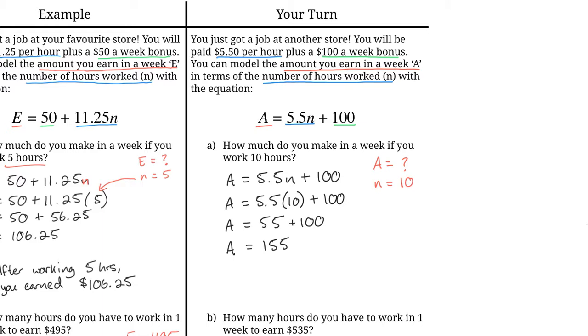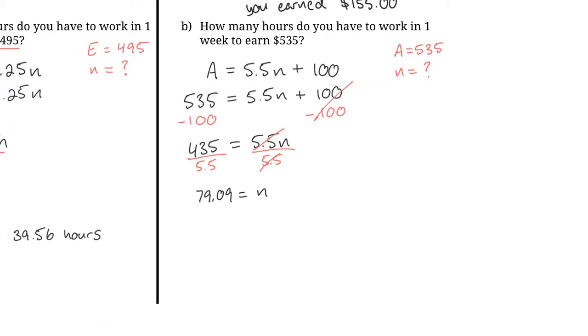So once you solve the equation, you should have gotten that A is equal to 155, which means that in 1 week after working 10 hours, you earned $155. And here's my answer for part B. So in part B, it asks, how many hours do you have to work in a week to earn $535? So this time we're given the amount you earned in a week, which is $535, and you're finding the number of hours you worked. So you should have substituted A with $535, and when you solved for n, you should have gotten that n is equal to approximately 79.09 hours.